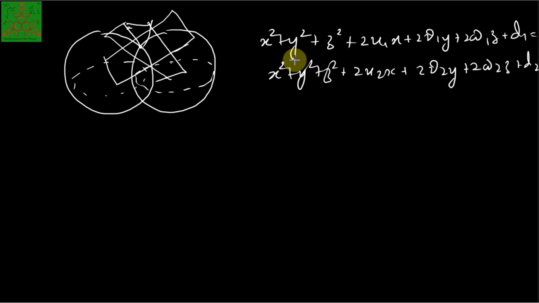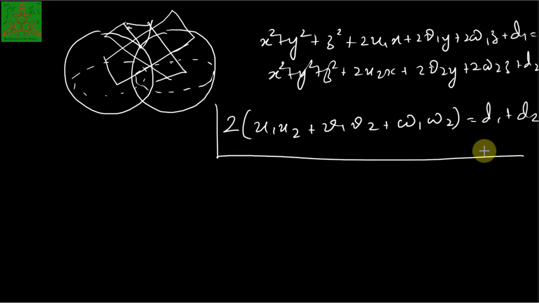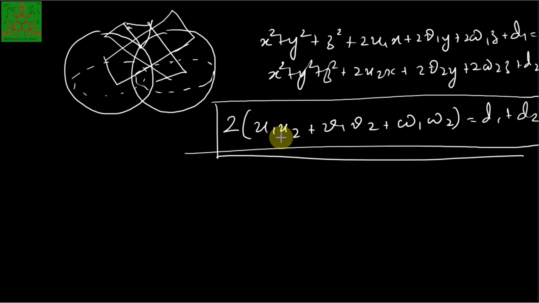If they are satisfying this condition, 2u1u2 + 2v1v2 + 2w1w2 = d1 + d2. So if these two spheres satisfy this condition, then we can say, if and only if, that these two spheres intersect orthogonally. That means the angle between these two spheres is π/2. Let us now talk about some important examples related to this concept.